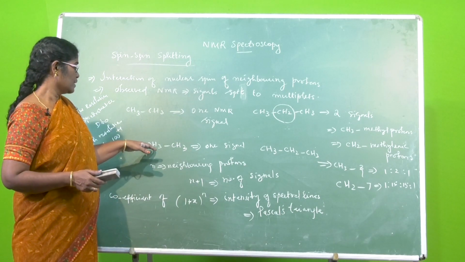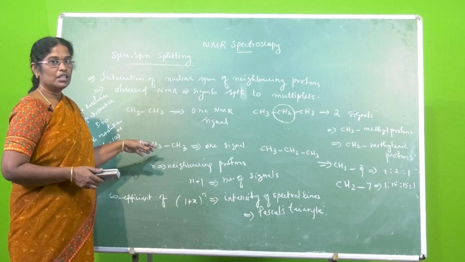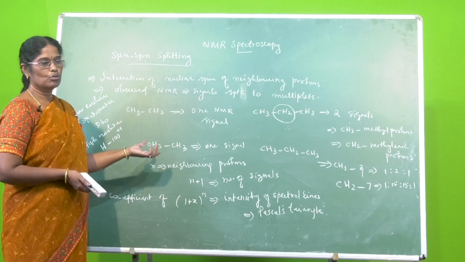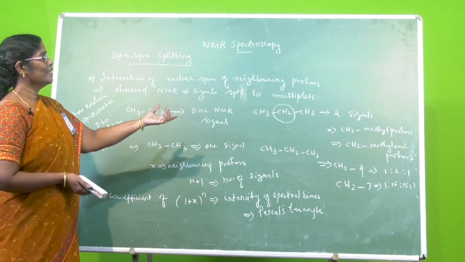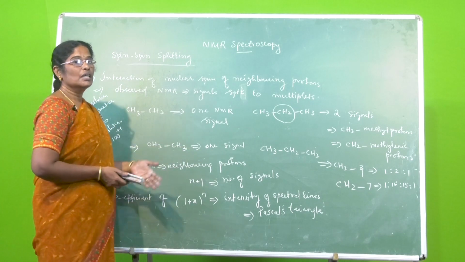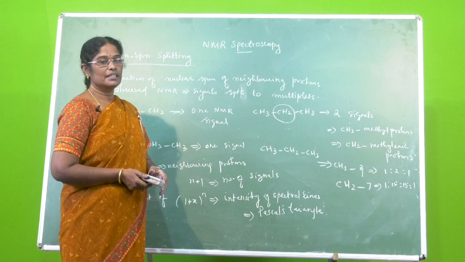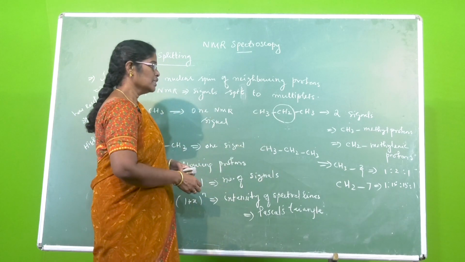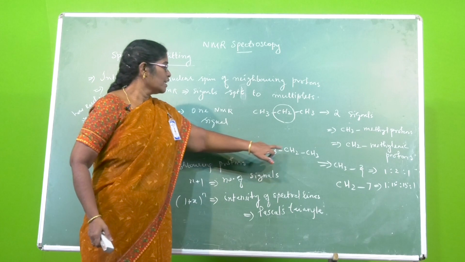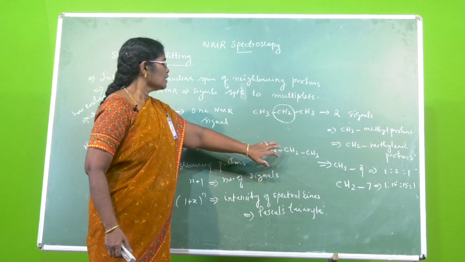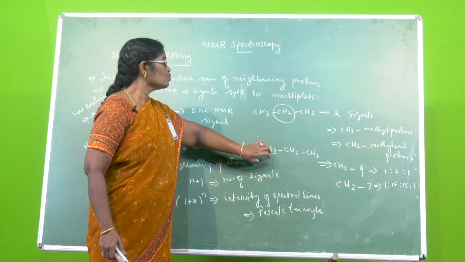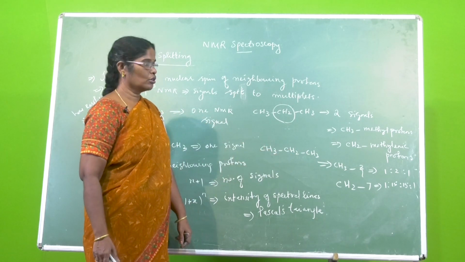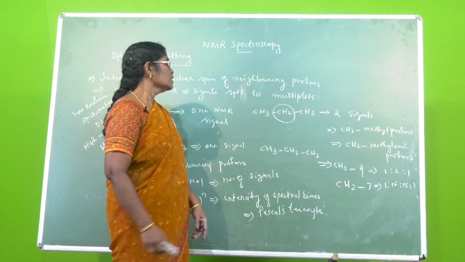We have to understand that this protonic environment, where there lies the same environment as in the case of ethane, has no significance, whereas as the chain length increases, or as the number of proton environments increases, then hyperfine splitting is observed. Here, as we understand, this contains two sets of environments. One is a methyl proton, another one is a methylene proton.